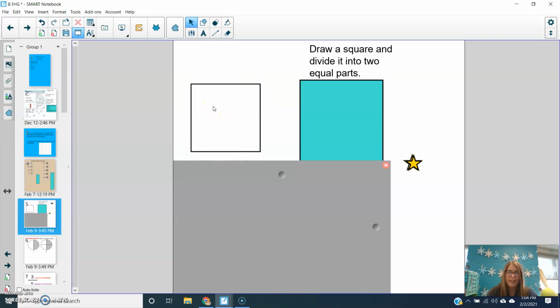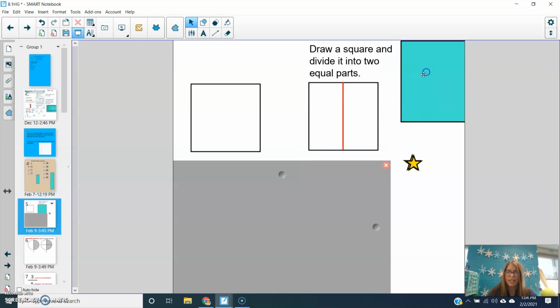And then will you divide it into 2 equal parts? Press pause and play when you're ready to check. All right, so when I divided mine into 2 equal parts, I chose to draw my line going up and down. You also could have had one going across, going horizontally.